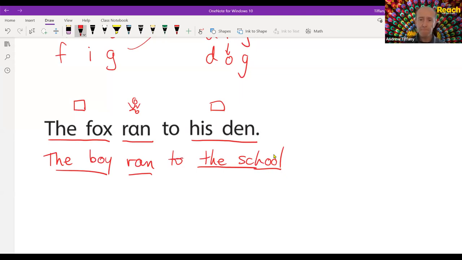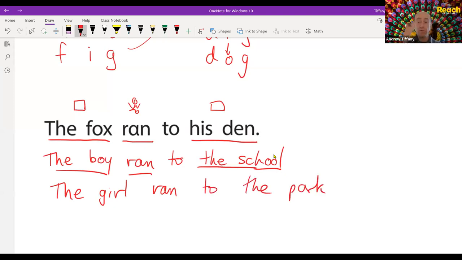What could we say? Who can make a sentence like this sentence? Oh, very good, Zebony. So the girl. So you'd be saying it, and then I write it down on my board, right? To the park. Very nice. And then everybody can read it, right?